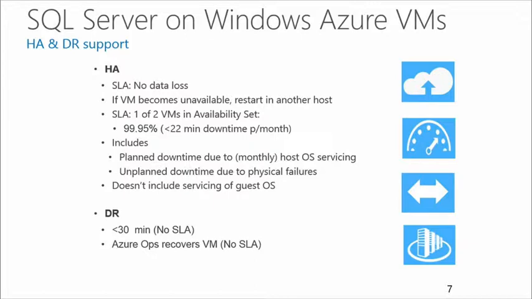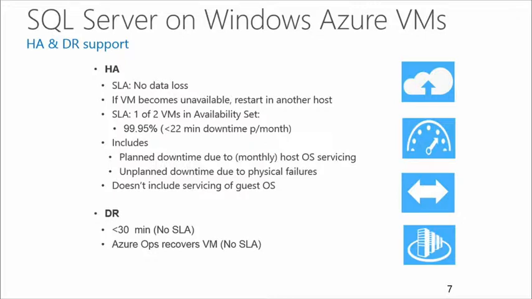If a virtual machine becomes unavailable for some reason, and this reason could be, for example, that there is an upgrade happening on the host machine, at that point the virtual machine will automatically restart on a different host. So there is an SLA from Windows Azure. The SLA is for when you add one or more virtual machines in an availability set. And the SLA is 99.95%, which means less than 22 minutes of downtime per month. So this means that over 1 month, at most 22 minutes, you won't have any of the VMs accessible.